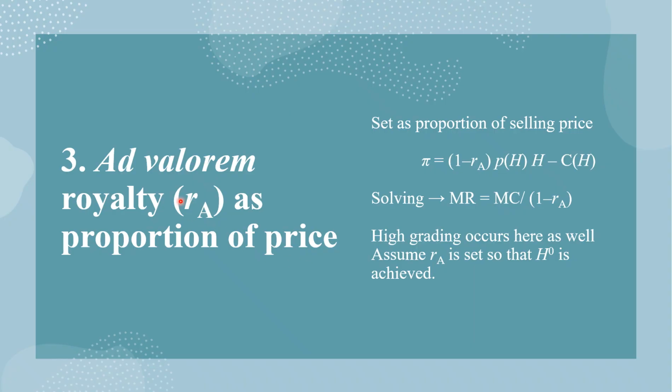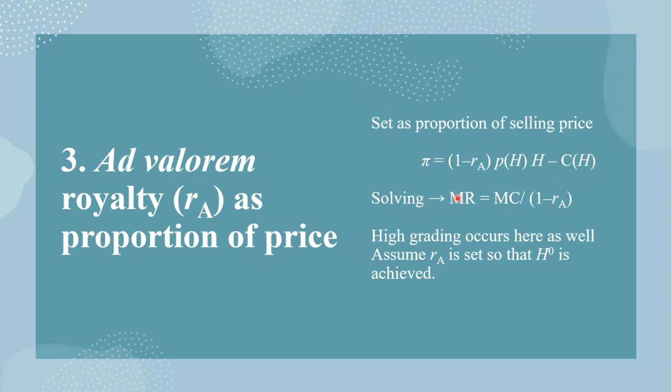So let's look at the ad valorem royalty as a proportion of price. We'll call that R sub A. So we set this as a proportion of the selling price. So the profit function is now 1 minus R of A times P of H times H minus the cost of harvest as a function of harvest.